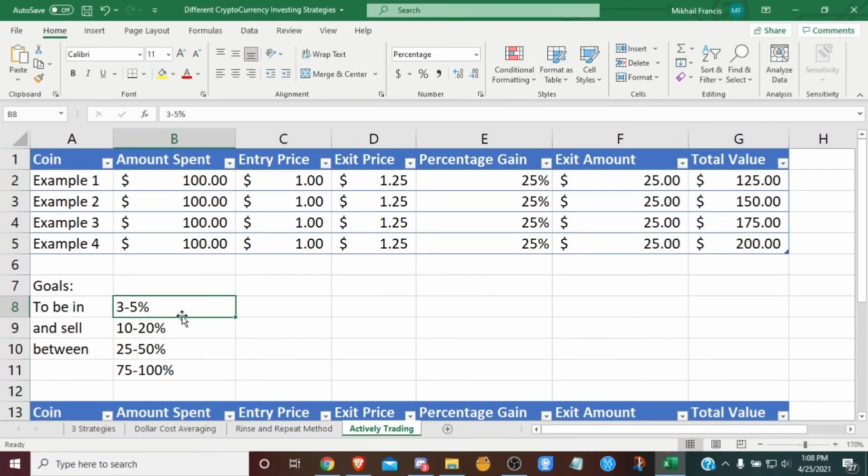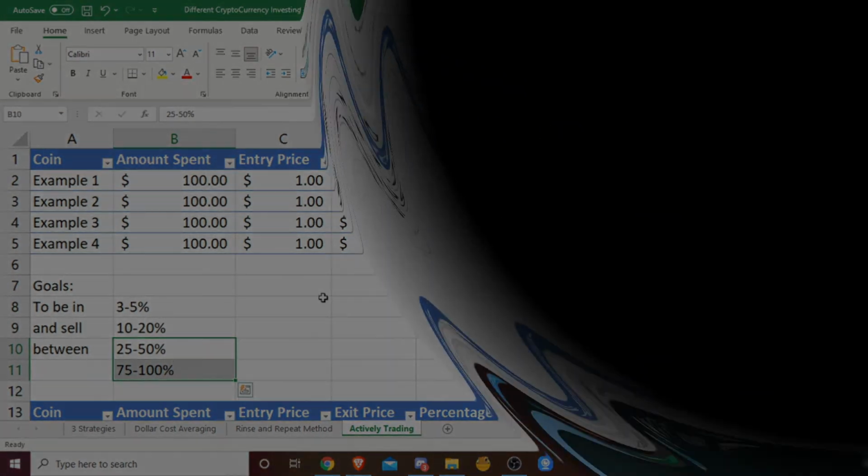It's not all the time that you'll see big percentage gains between 25 to 50%. Mainly the goal is to get between 10 to 20%. But if you can get 25 to 50% or 75% or higher, then the trade is successful.